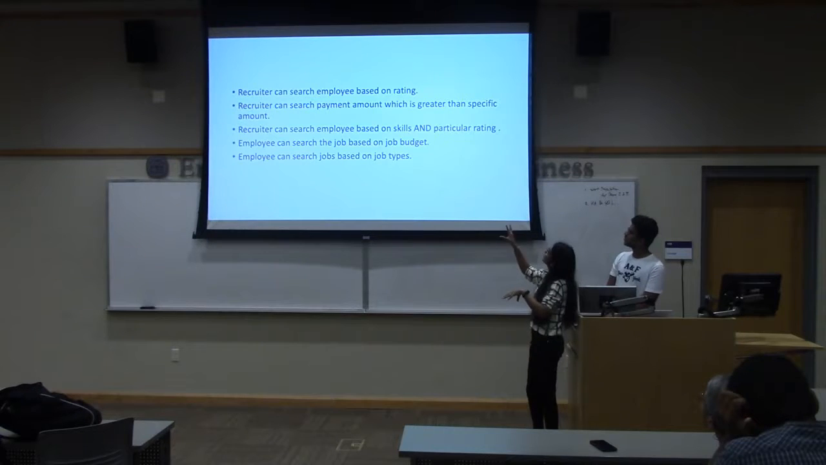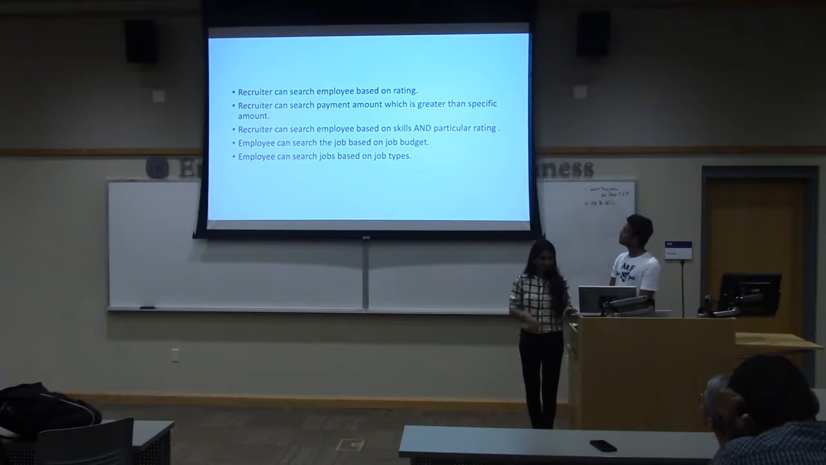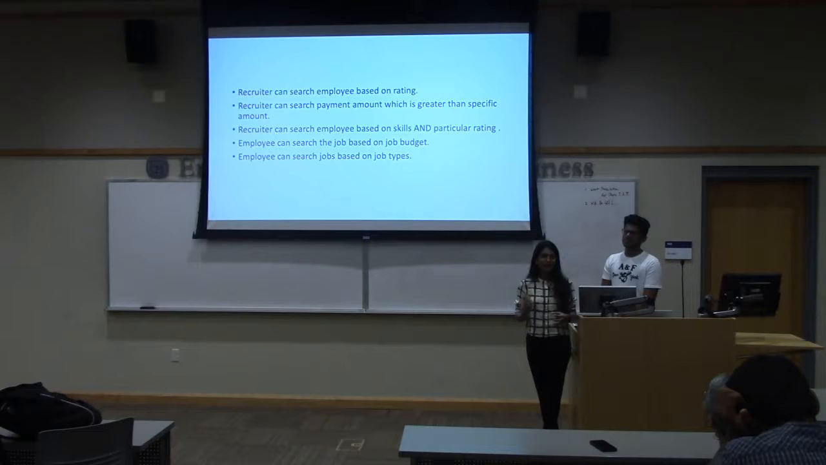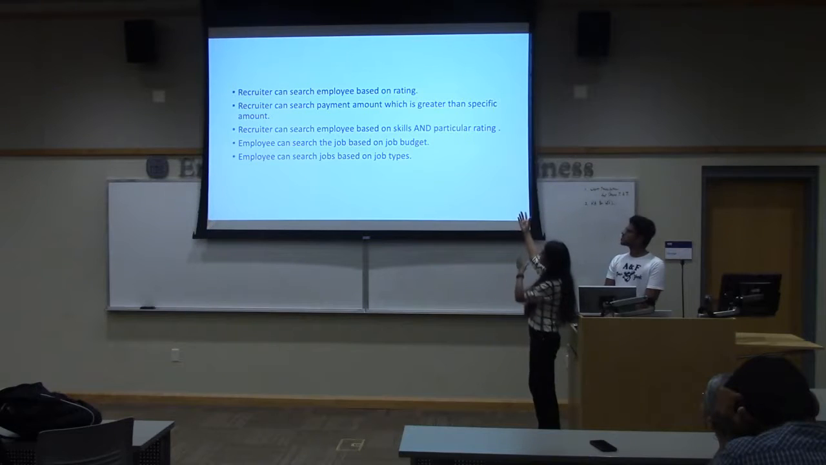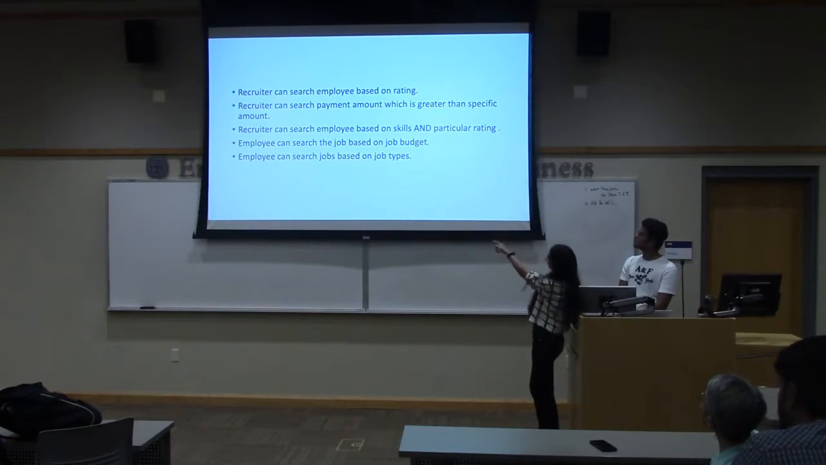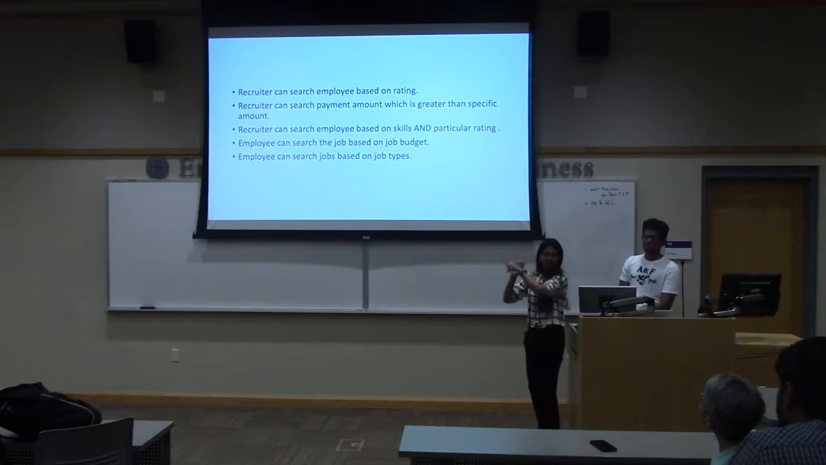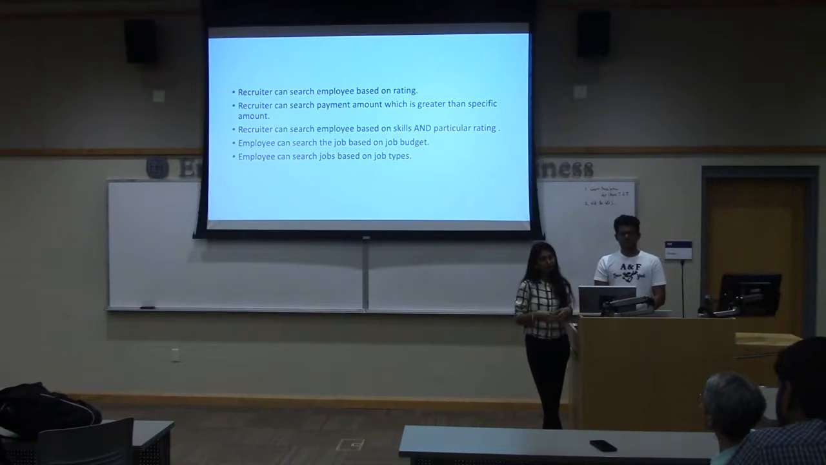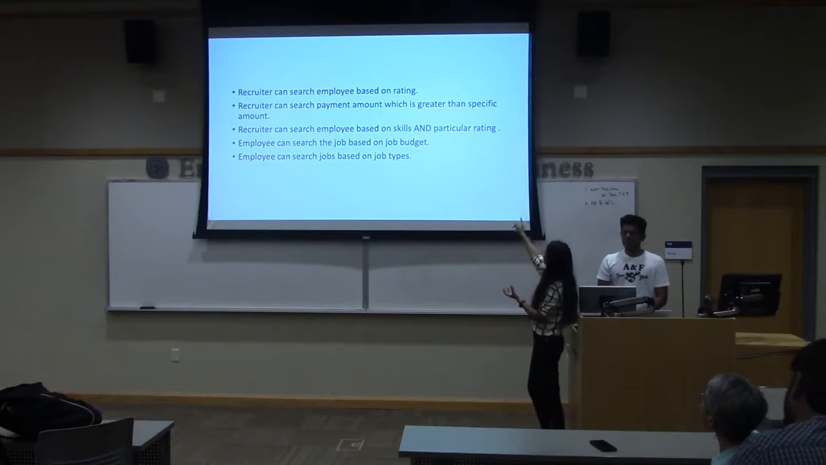The recruiter can search by payment amount, like if the recruiter wants to see which payments I have made earlier that are greater than $100 or $200, this query can be fired. Then the recruiter can search employees based on skill and a particular rating. If the recruiter wants a programmer who knows C++ and whose rating should be greater than 3, then the recruiter can search based on that criteria.